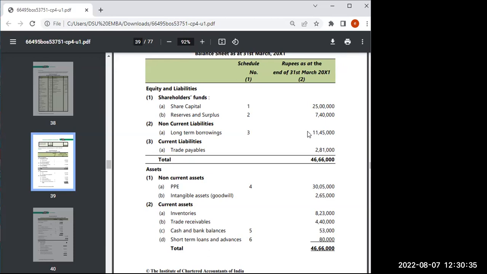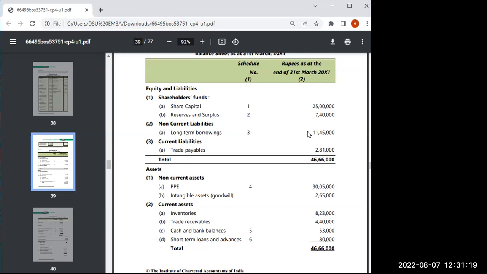Therefore, last line. Therefore, asset is equal to 46 lakhs 66,000. The last line: 46 lakhs 66,000 is equal to what is your equity? You already found that out. 32 lakhs 40,000, right? Plus total liability. How much?